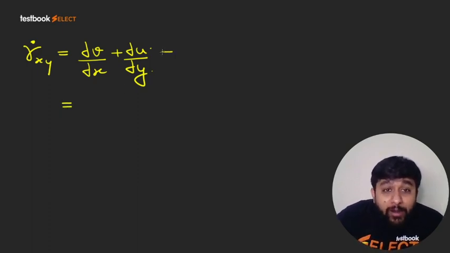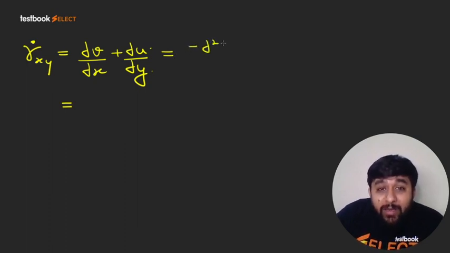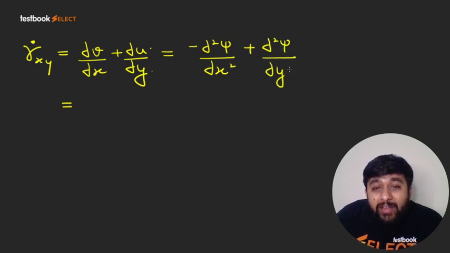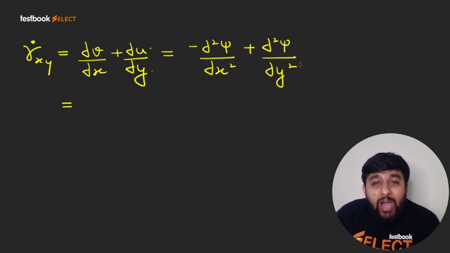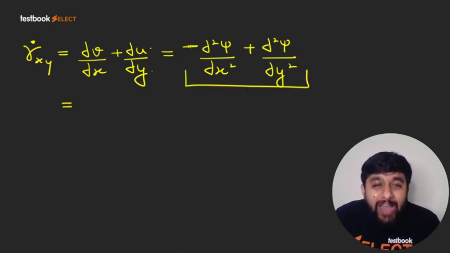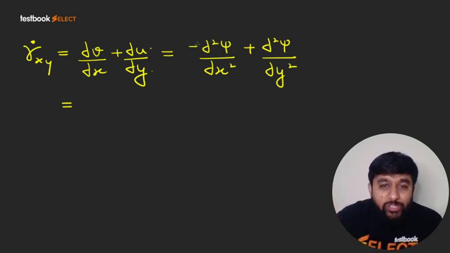So I hope you remember, v is written as minus del psi by del x, so this will become minus del square psi by del x square. And u is written as del psi by del y, so this will become del square psi by del y square. So this is how you express rate of shear strain in terms of psi. Please note, this is not becoming a Laplace function because here we have a minus. For Laplace, both the terms should be minus or both the terms should be positive, right? So this is not a Laplace formulation.